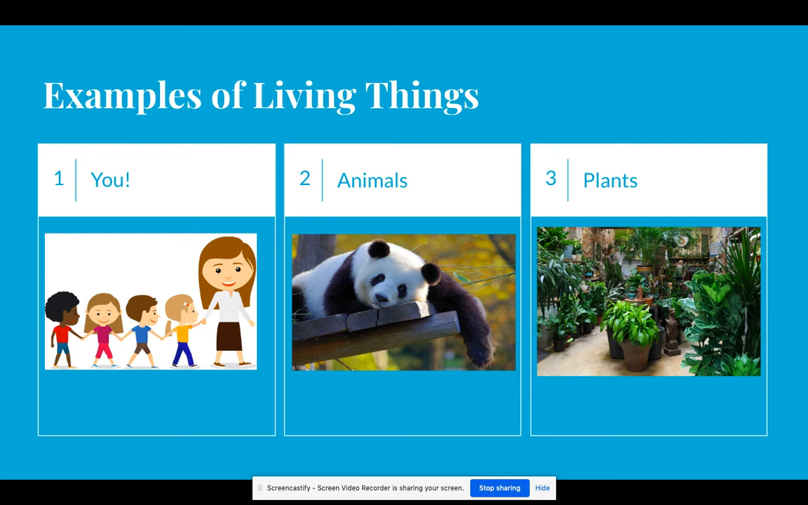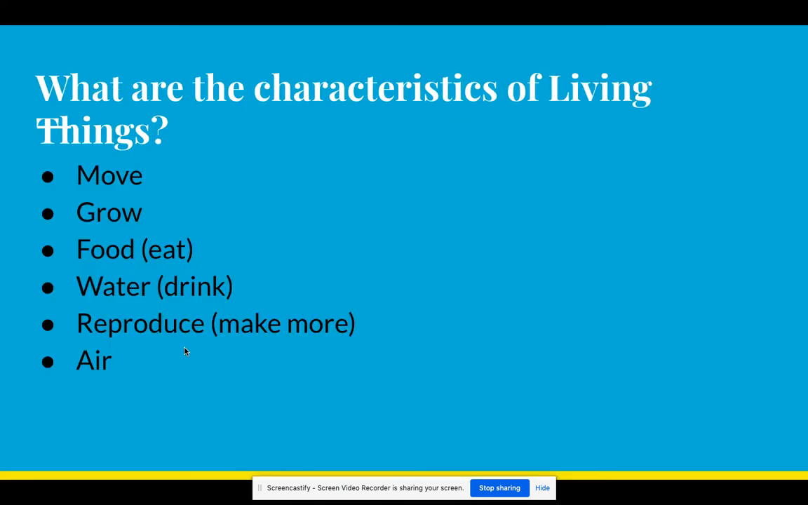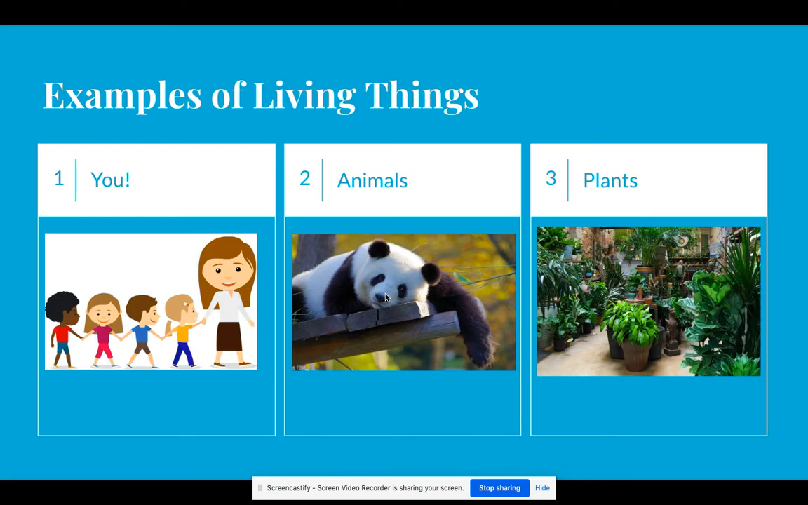Here are some examples of living things. The first example is you, of course. You are living because you need the different characteristics of living things. You move, you grow, you eat food, you drink water, and you need air. And you can also make more of yourself. So you are a living thing.